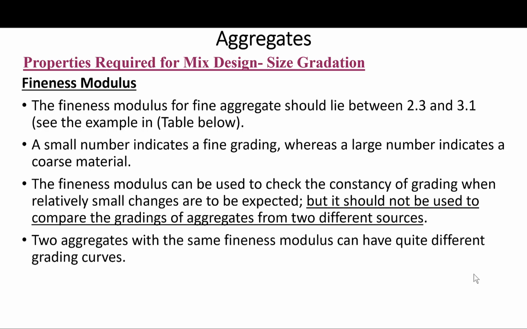The parameter also, as can be construed, is quite a crude measure of grading. Two aggregates with the same fineness modulus can have quite different grading curves. So again, it's not really any indication other than for the uniformity and the constancy of grading when we are expecting basically small changes or variations from a certain source of aggregates, okay?